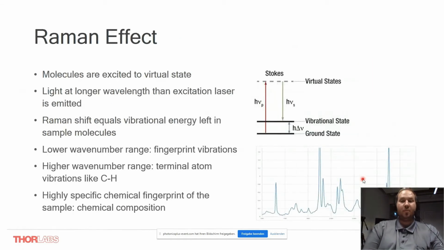And what you will find when you do this analysis is that the scattered light has different wavelengths than the initial excitation beam. Because what happens is you excite your molecules to a virtual state, and then it relaxes to an excited vibrational state. And the difference in the initial photon energy and the scattered photon energy is called the Raman shift, and is exactly the vibrational energy that is left in the molecule.